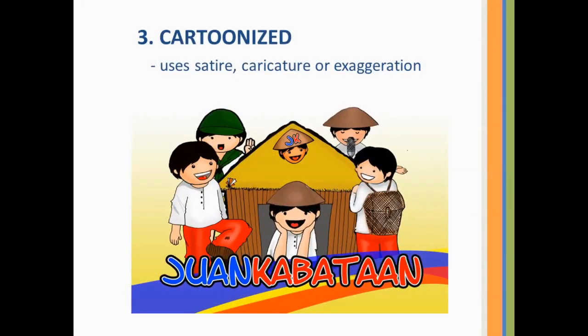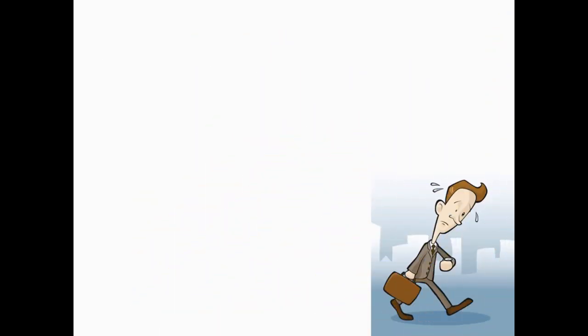The third type of illustration is called a cartoon or cartoonized drawing. This illustration uses satire, caricature, or exaggeration to tell a story about a person, group, or situation. Have you tried having a cartoonized version of yourself?